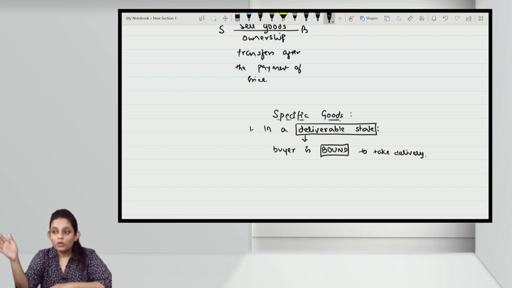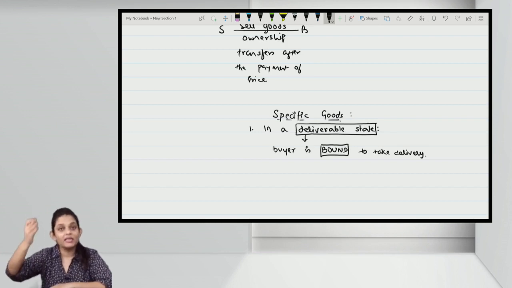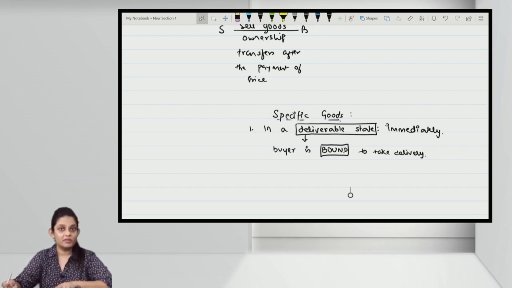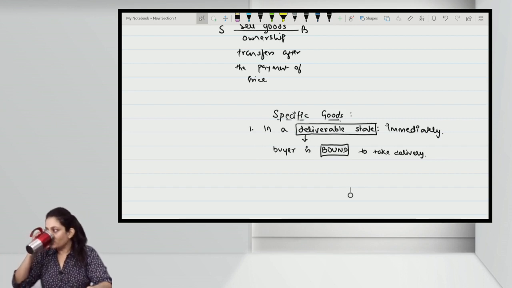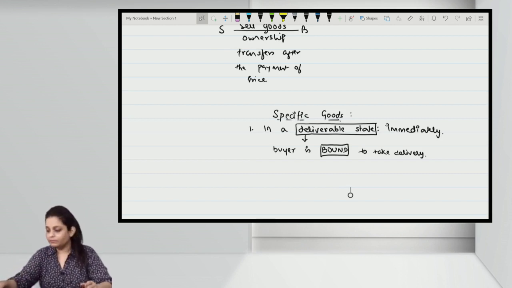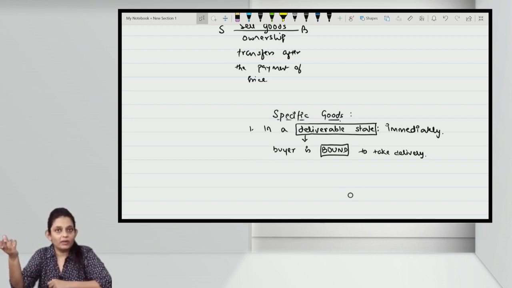That is because the contract says so. Otherwise, no. So you go to the bookstore, you select 50 books, you like them, you decide to purchase them, you say to the shopkeeper, I want to purchase these books. He says, okay. When is the ownership transferred? When he says okay, ownership is transferred immediately. So the first case is, in case of specific goods in a deliverable state, the ownership is transferred immediately.